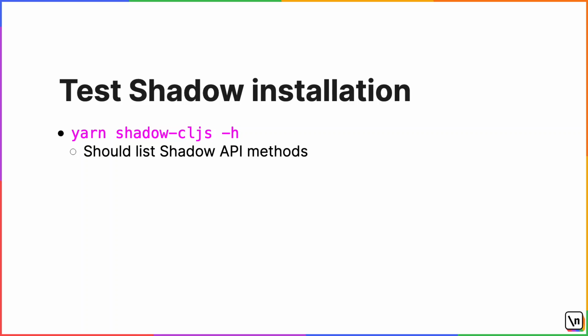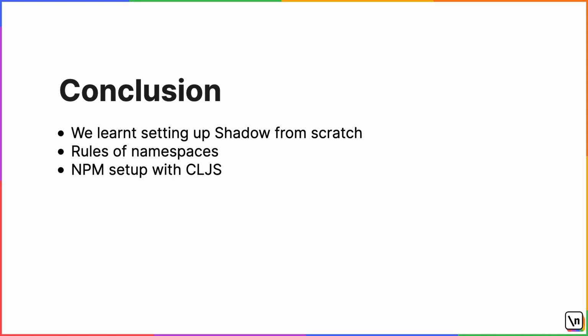In this lesson, we learned how to set up a Shadow project from scratch. We walked through some Shadow configuration parameters and understood the rules of namespacing. We also set up an npm project and installed Shadow. In the next chapter, we learn more about Shadow's API and run our first project.